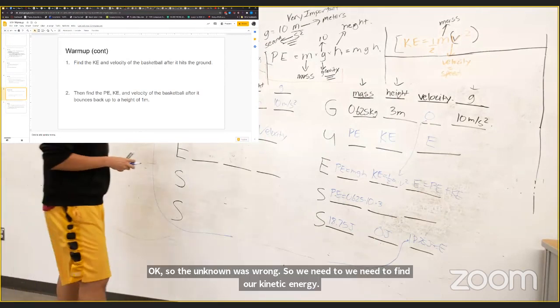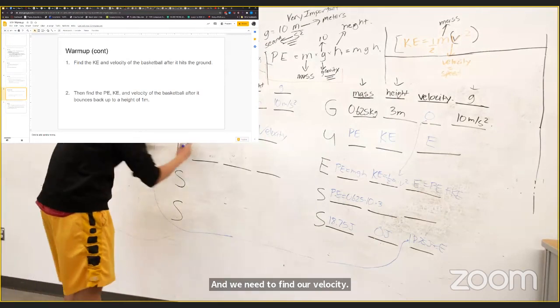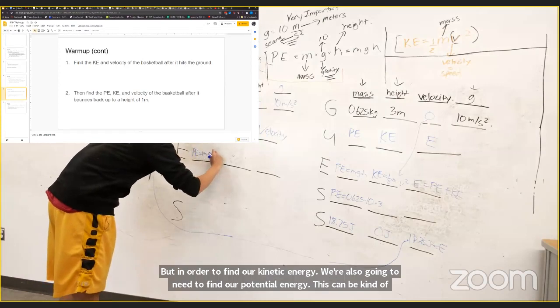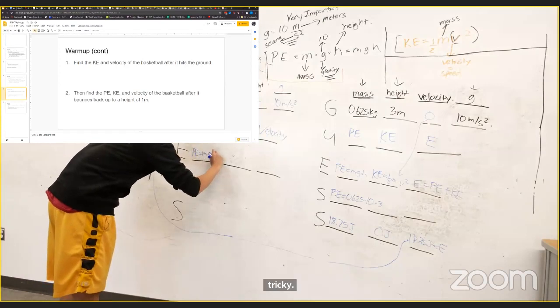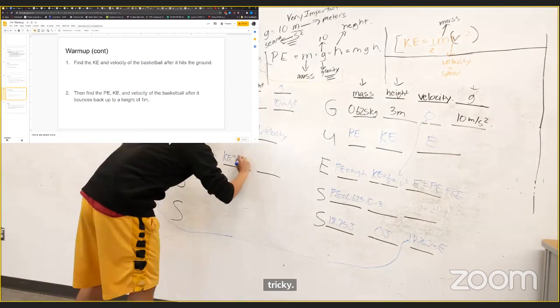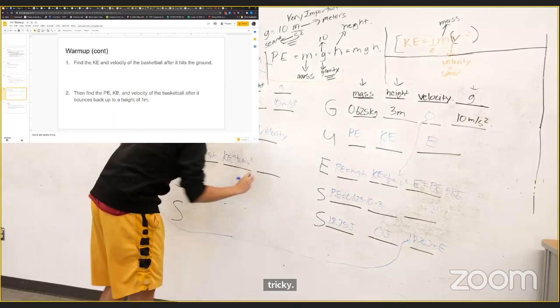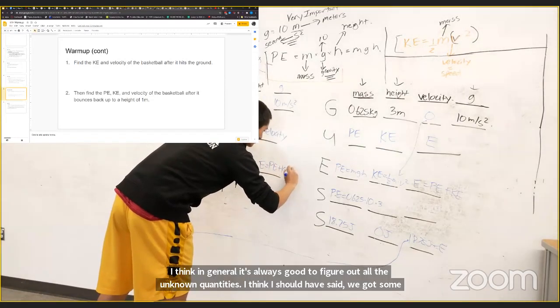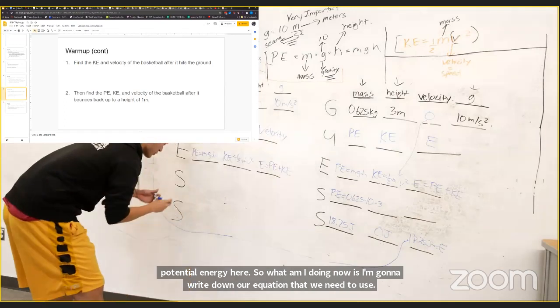So what I'm going to do now is write down the equations that we need to use. PE is equal to M times G times H. KE is 1/2 times M times V squared. And our total energy is also potential energy plus kinetic energy. So now we need to substitute and solve for these things.